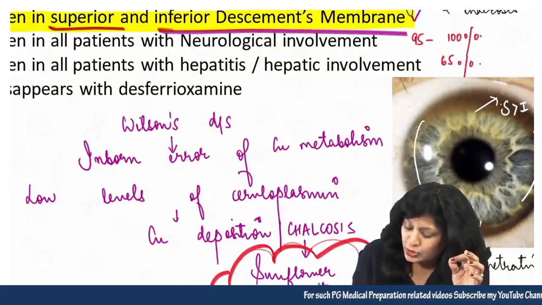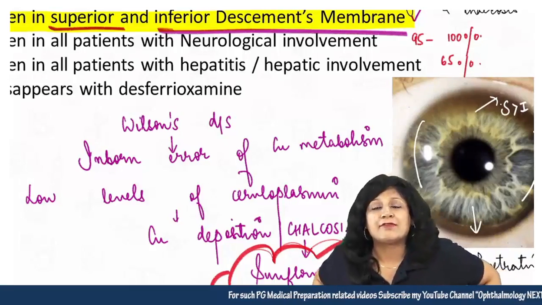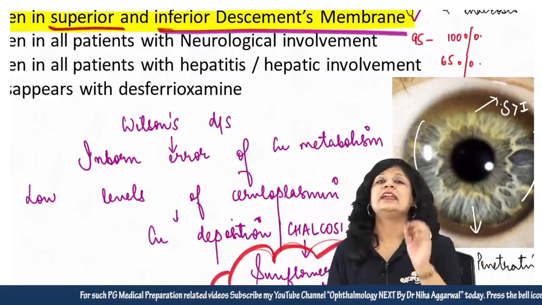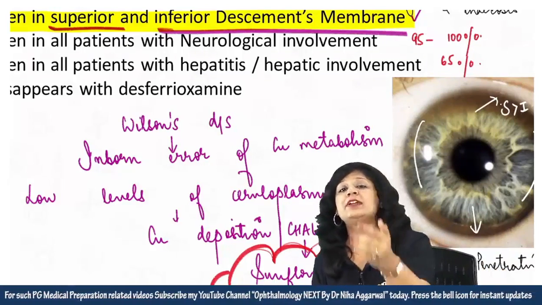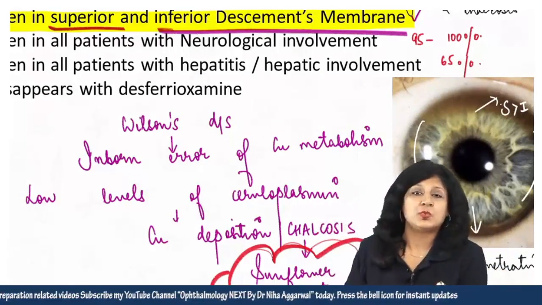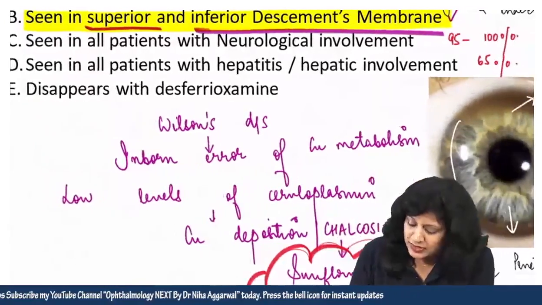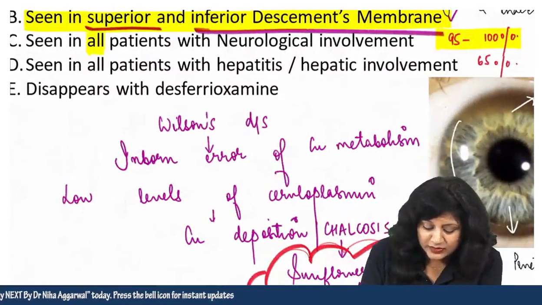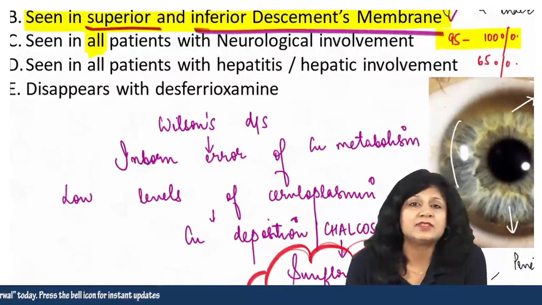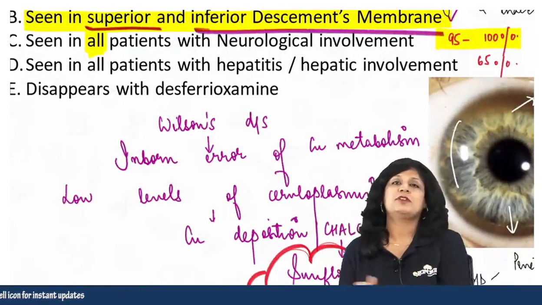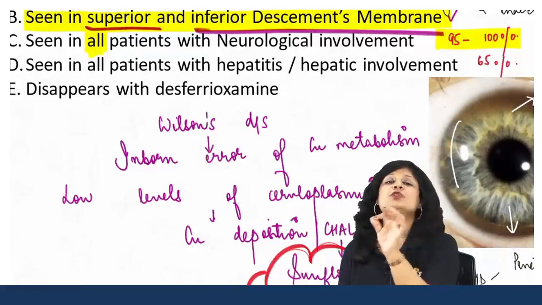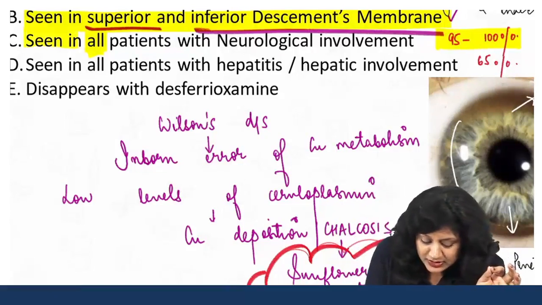So those people who are having the KF ring, you are getting them along with 95 to even 100% of the patients with neurological involvement. So if I have 95 to 100, I think I can go with all. All means practically all, 95 to 100% of the patients who have neurological involvement will also show you the KF ring. So this is also the right option.